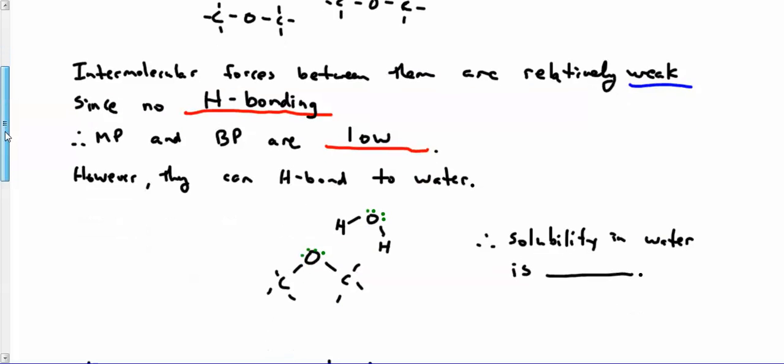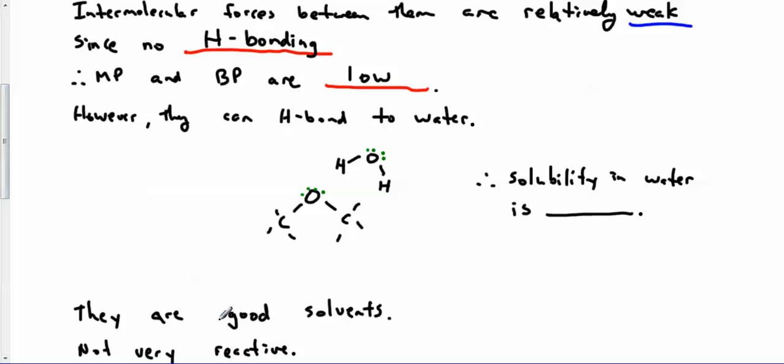However, these guys will hydrogen bond to water. So here's an ether. It will be bent in shape. Here's a water molecule also bent in shape. This guy is slightly negative. This guy is slightly positive. So I will get an attraction between these two.